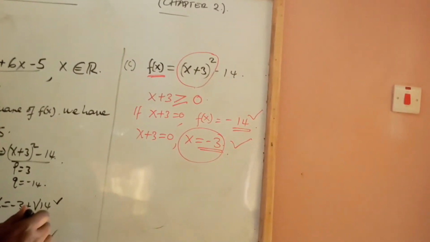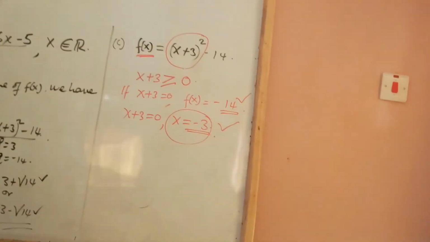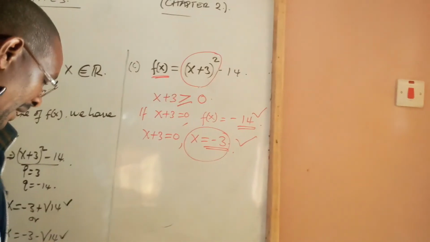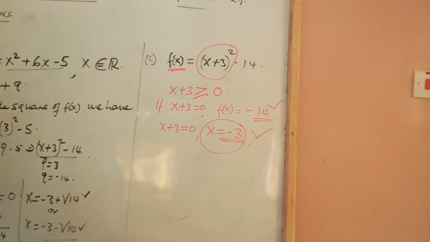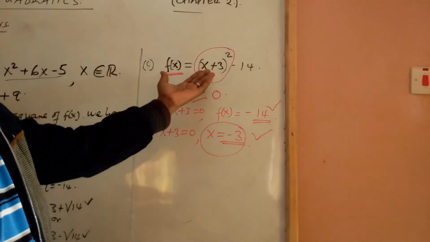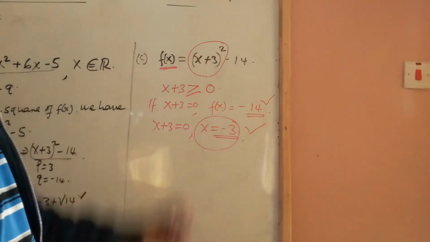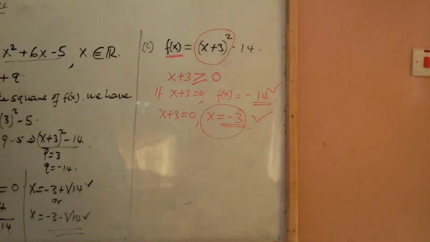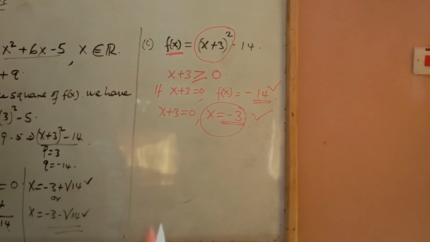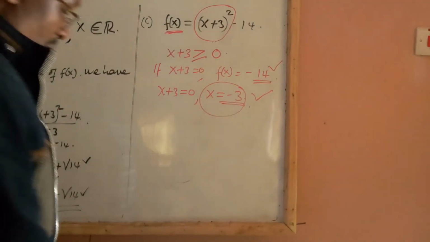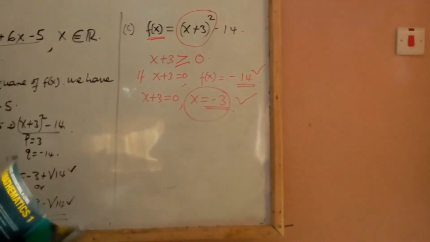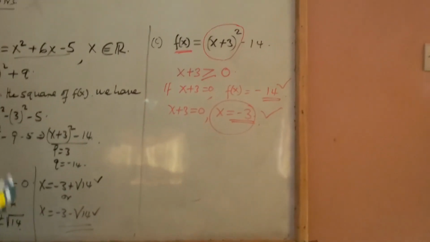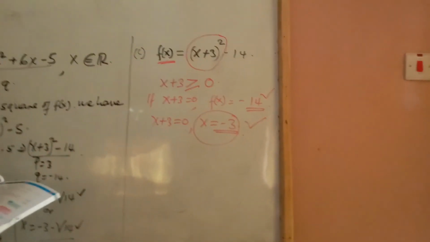Please take care of such questions. This is a bit tricky, but you will have to understand that there are some instructions and some silent mathematical rules like this one, that the least value of any squared number is 0. And it is only 0 when 0 is squared, because 0 squared is 0.